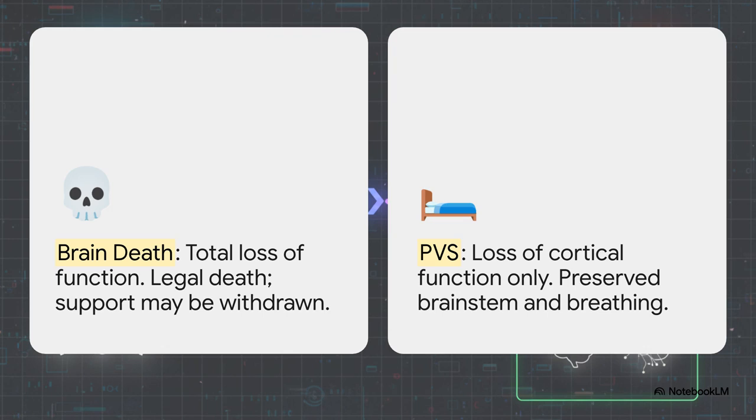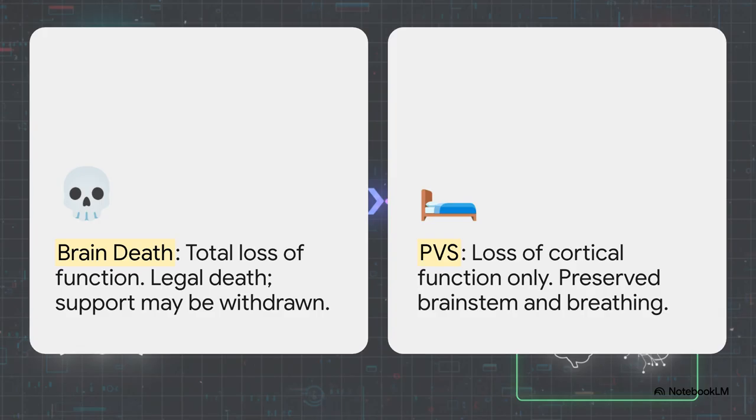Clinical variance box. Let's make sure we can definitively differentiate brain death from a persistent vegetative state, or PVS. The clinical variance here is stark. Brain death is the total, irreversible loss of all brain and brainstem function. It literally equates to legal death.